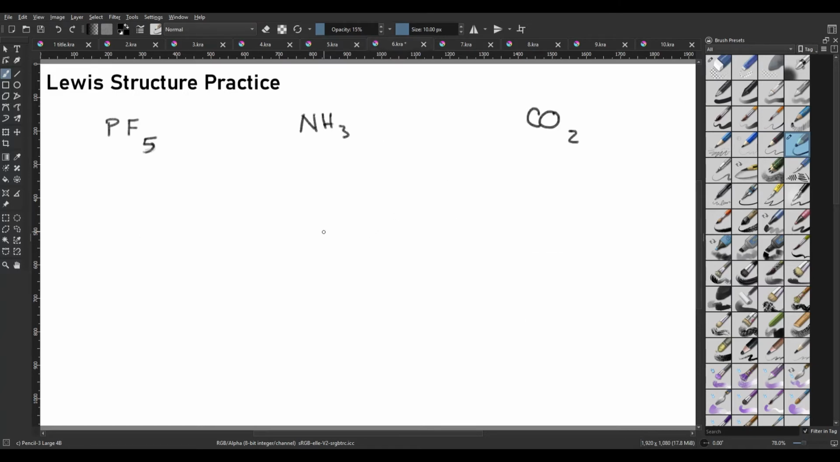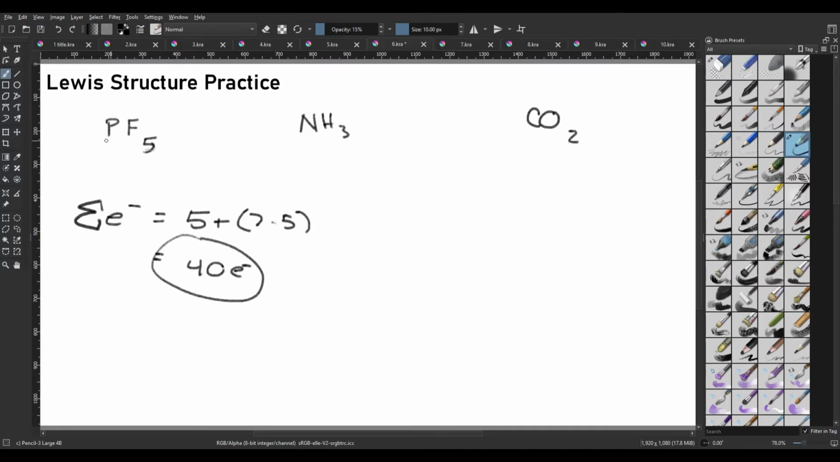Alright, so we're going to do our last 3 examples for practice drawing Lewis structures. Just like everything else, we're going to follow the same order of steps, and we're going to be okay doing this. So before anything else, the first thing we do with any Lewis structure is sum up the number of valence electrons. Phosphorus, if we look at the periodic table, has 5 valence electrons. Fluorine, we know from the last example, has 7. Because there are 5 fluorines in the compound, that's multiplied by 5. If we do this in our calculator, we see it's 40 valence electrons here.